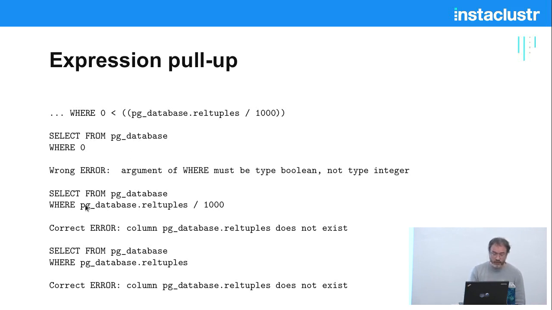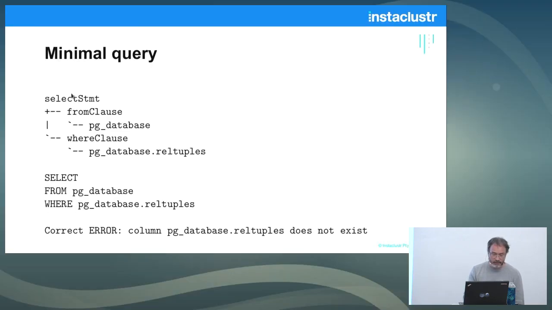So let's walk into the other branch, where PG database rel tuples divided by 1000. Yes, that worked. And we can again walk into this expression and pull up the PG database rel tuples thing at that point. And at this point we have actually reached the most minimal query that will actually raise this precise error message. So yeah, that's the path tree we are ending up with, and the query at the end.